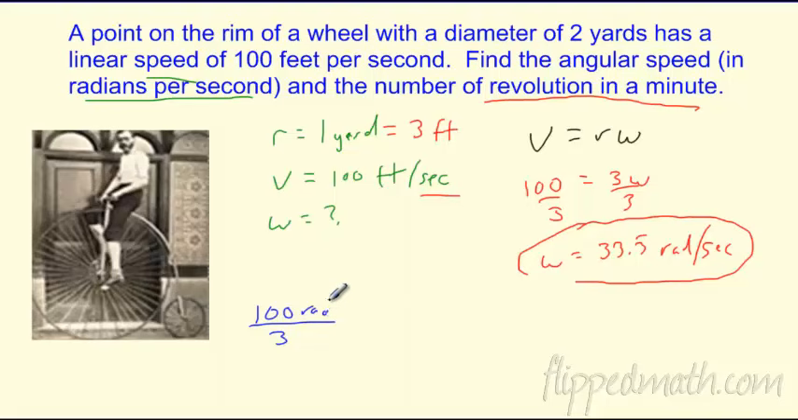This is radians over seconds. So it's like this, 100 radians every 3 seconds. So can I convert that into revolutions in a minute? Sure, I can convert that. Let's go to revolutions. I've got radians here, I want revolutions. What do I have to do? I have to say 2 pi radians, that's a circle, is 1 revolution.